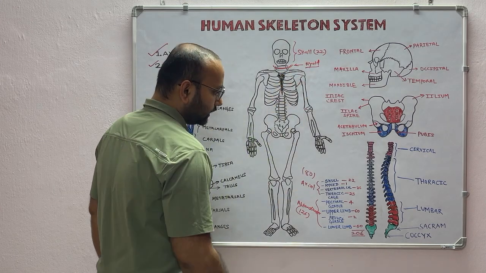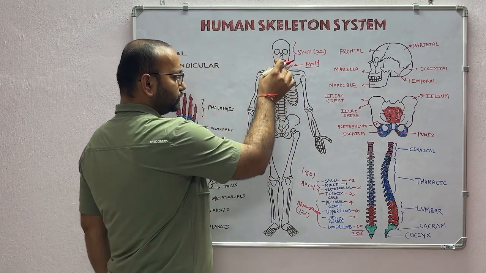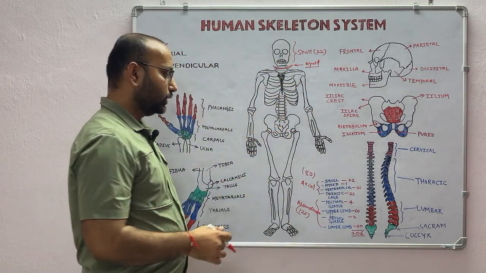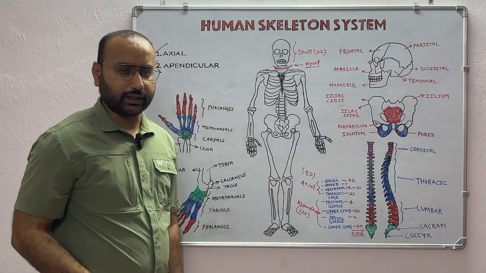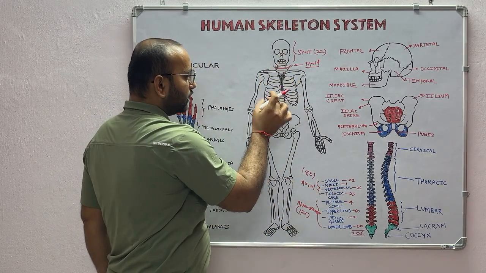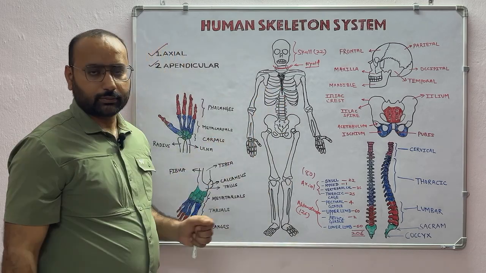So this is a single bone, which is known as the hyoid bone. Then you have the vertebral column. Everybody is familiar with the vertebral column. It consists of 26 bones. We will try to see the vertebral column in detail, right? So these are the central bones that form the vertebral column.